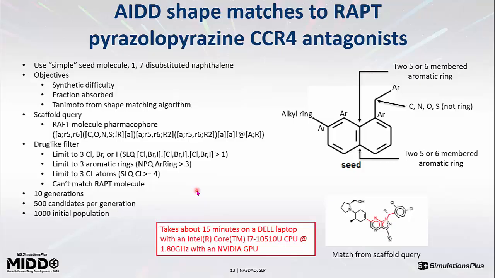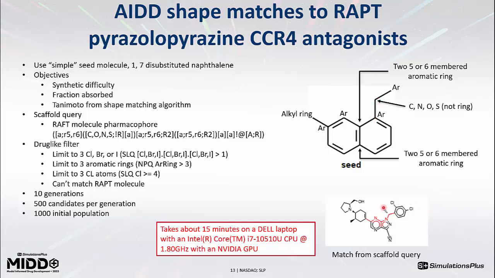This slide shows the AIDD setup. Here we just defined a simple seed molecule, a 1,7 disubstituted naphthalene ring, shown here on the right. We had three objective functions to optimize: synthetic difficulty, fraction absorbed, and Tanimoto from the shape matching algorithm. So this was implemented as an external application within AIDD. We specified a query molecule that would match the RAF pharmacophore. So here we specified an aromatic ring with a one-atom linker to an aromatic ring.